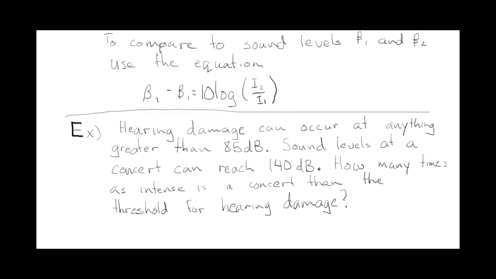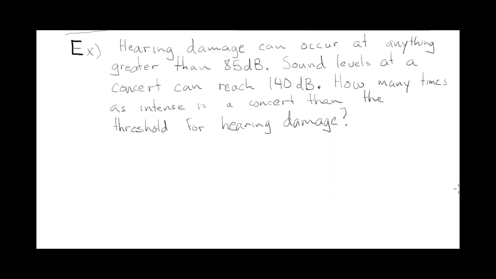Okay, so here's an example. Hearing damage can occur at anything greater than 85 decibels. This dB means decibel. That's the units that we use for the decibel scale. So 85 would be the threshold for hearing damage. Sound levels at a music concert can reach as high as 140 decibels, probably depending how close you are to the speakers. How many times as intense is a concert than the threshold for hearing damage?